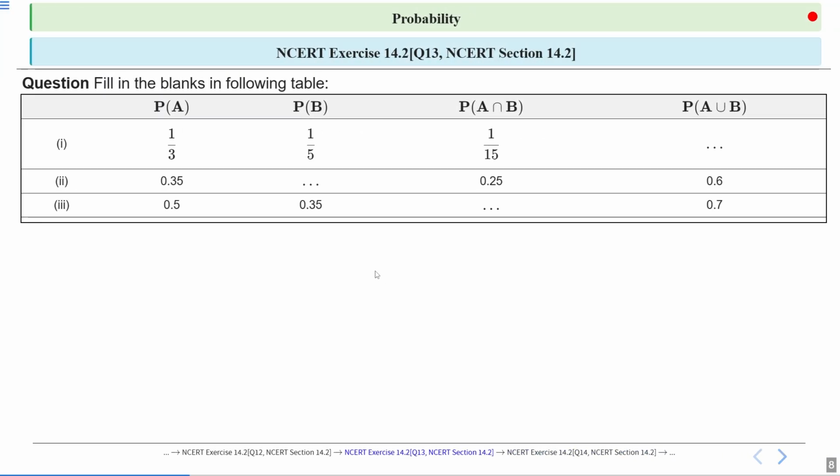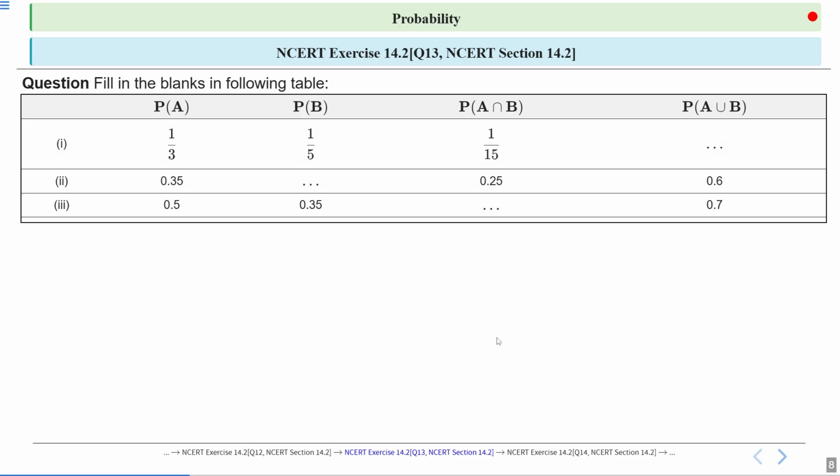So look at question number 13. Here we have to fill in the blanks in the following table. In this table some values are missing. Here you can see P of A is given, and all the values of P of A are given in the three problems. And then in the second one, P of B, one place is blank, so we have to fill this blank. And then in the third, P of A intersection B, this place is blank, so we have to fill this place. And then here you can see P of A union B, this place is blank, so we have to fill this blank.